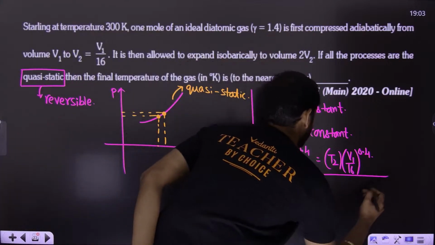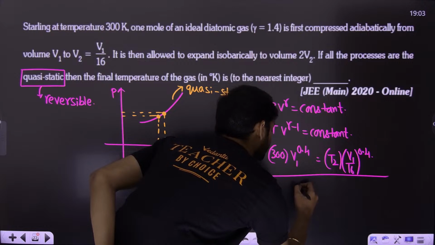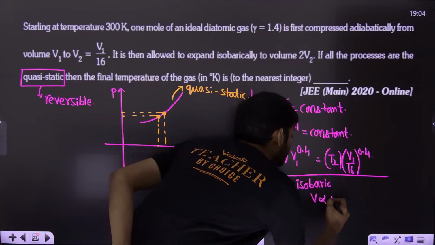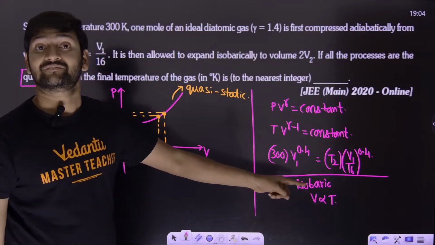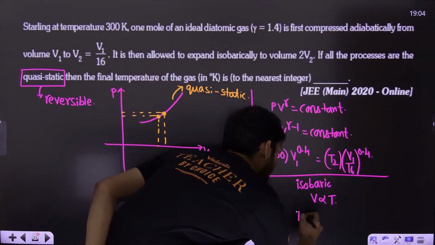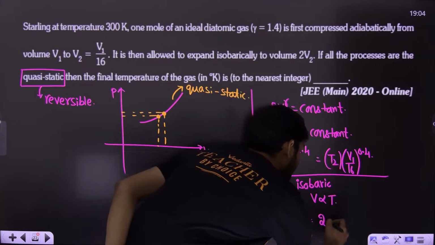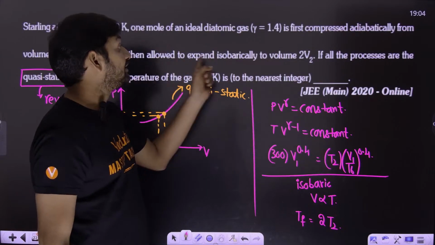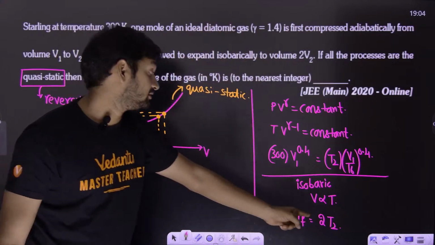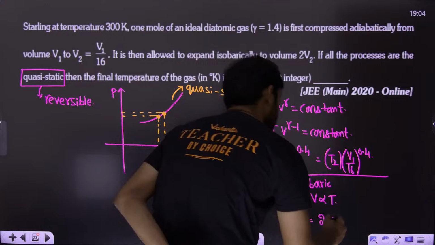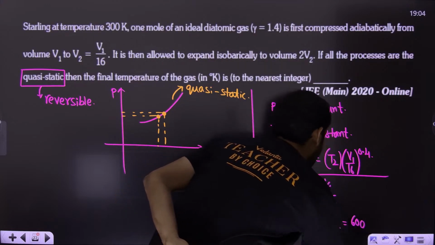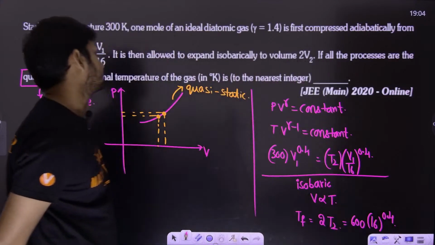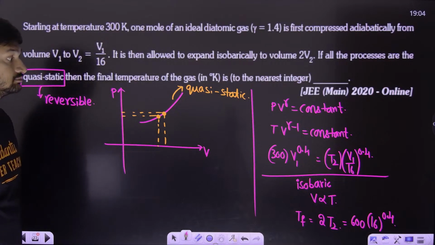Look, see, if volume is going to be in isobaric process, volume is going to be directly proportional to temperature. So if volume doubles, temperature also doubles. So the final temperature is going to be 2 times the T2, because from the compression the temperature has become T2, and from there again they have doubled the volume isobarically, so temperature gets doubled. It's going to be this. So what will be your answer? It is going to be 600 into 16 to the power 0.4. That's it.